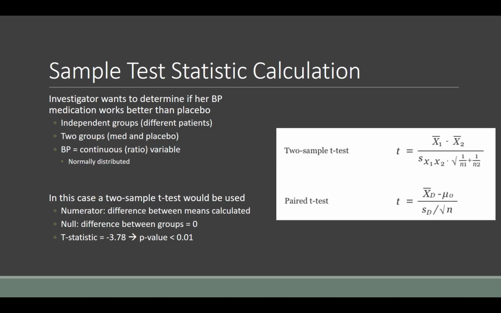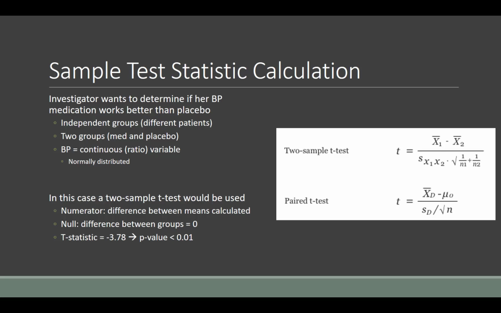So this is confusing. Let's take an example of a test statistic calculation. An investigator wants to determine if her new blood pressure medication works better than placebo. So she has a two-group study which uses different patients in each group. So she has independent groups. She has two groups, the medication group and the placebo group, and she's assessing blood pressure, which is a continuous variable because it's a ratio variable. Let's say, for argument's sake, that this variable is normally distributed. In this case, we would use what's called a two-sample t-test, or just a t-test.